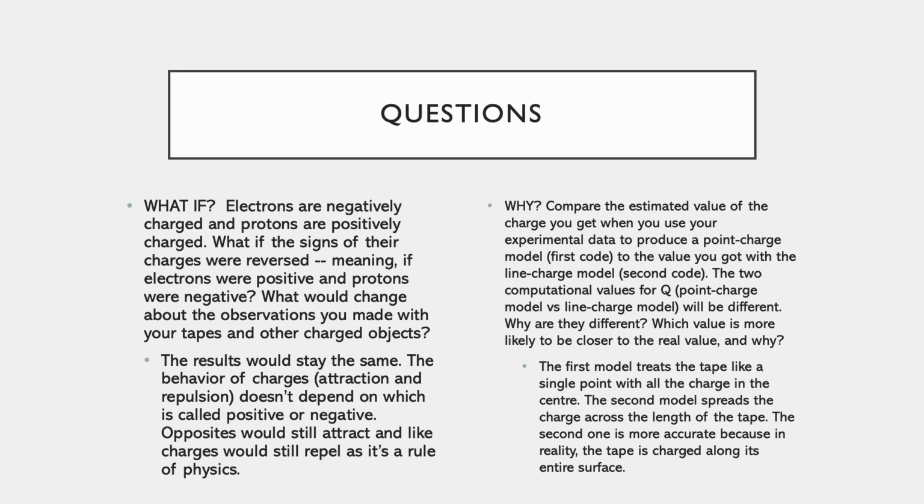And then, why are the point charge and line charge models different? The point charge model assumes that all the charge is in the center of the tape, but the line charge model spreads it across the length. Therefore, the line model is more realistic because the charge actually distributes over the tape's surface, so it's likely to give a more accurate result.